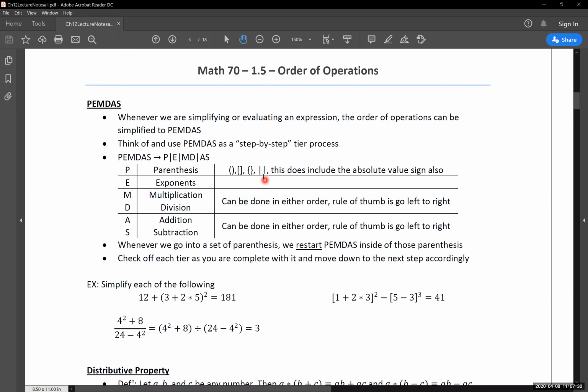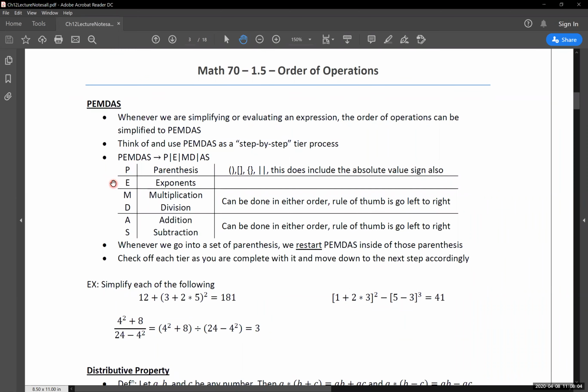So we are going to be treating the absolute value signs as if they were parentheses or brackets all the same. So first things first, we look at a problem and say, are there parentheses? I'm going to look at it and do anything inside of those. Whenever we do go inside a set of parentheses, we're going to restart PEMDAS all over again inside of that set of parentheses or brackets. So if we have a set of parentheses, I do everything inside of those, and when I can't do anything else, I'm done in there. Great.